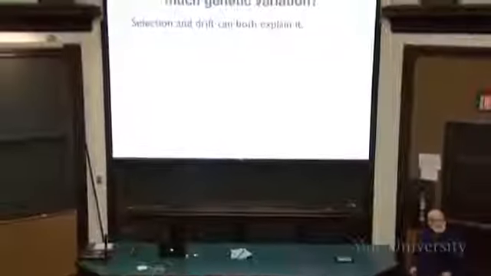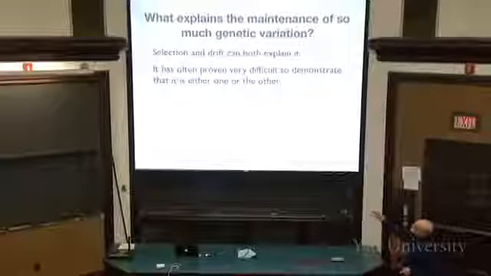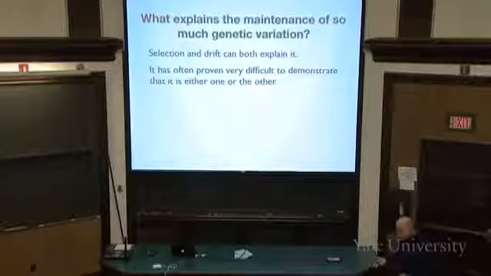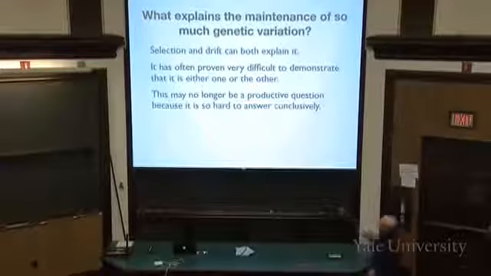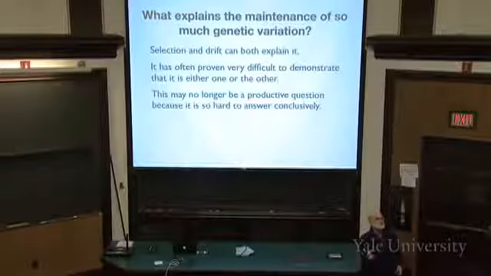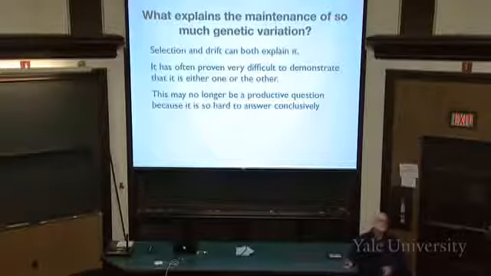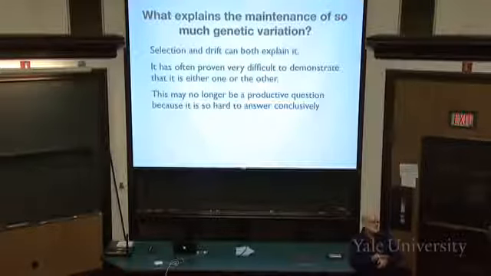So selection and drift can both explain the maintenance of genetic variation. And for a long time, there was a fight within evolutionary genetics about whether what we saw was being explained by selection or drift. It appears not to be a productive question. It's extremely difficult to answer in any specific case whether the pattern you see is because of a history of natural selection or because of a history of drift. Both of them are capable of generating quite a few patterns, and those patterns overlap.